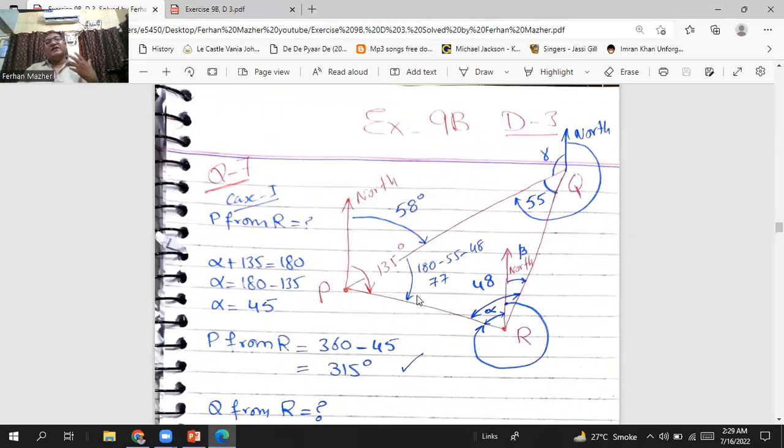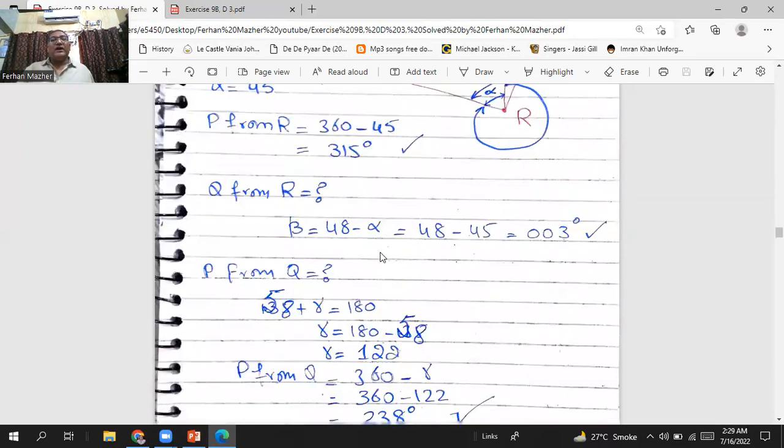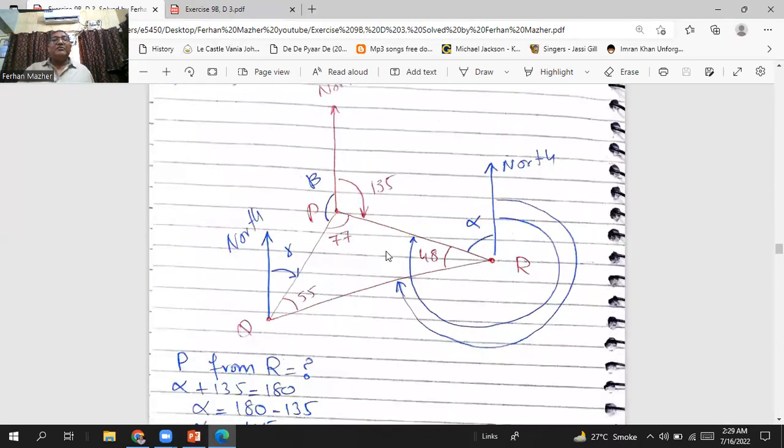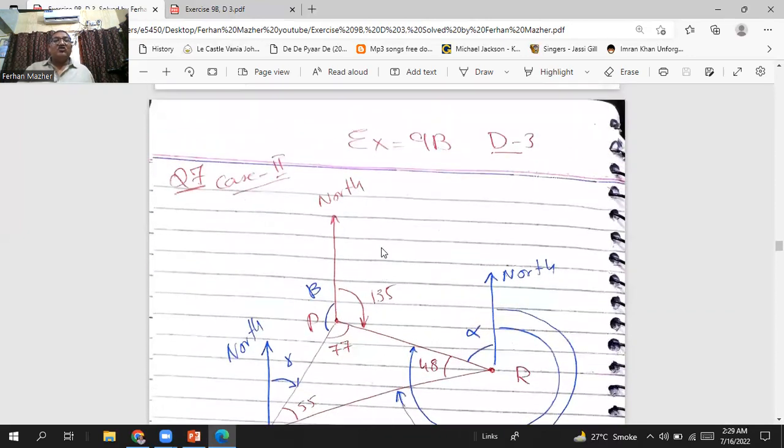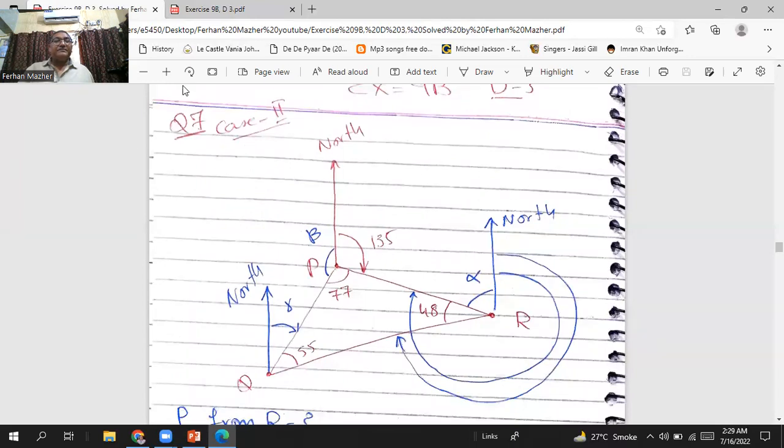But with the data which they gave you, the Q side can also be on the south side of the PR line. This is case number 2, which can be made by the same data which they gave you.